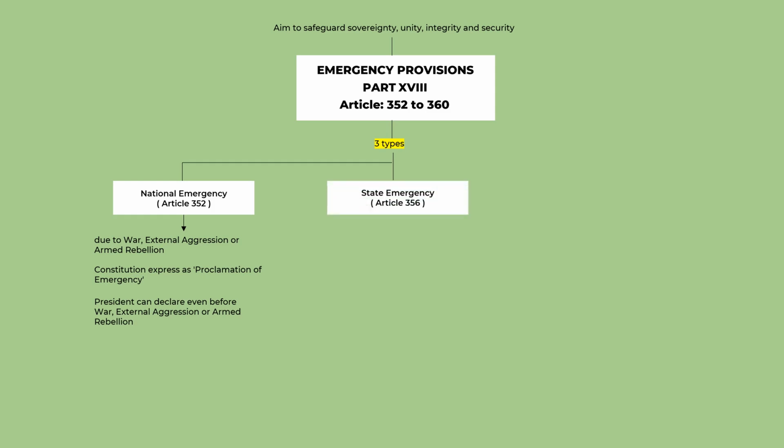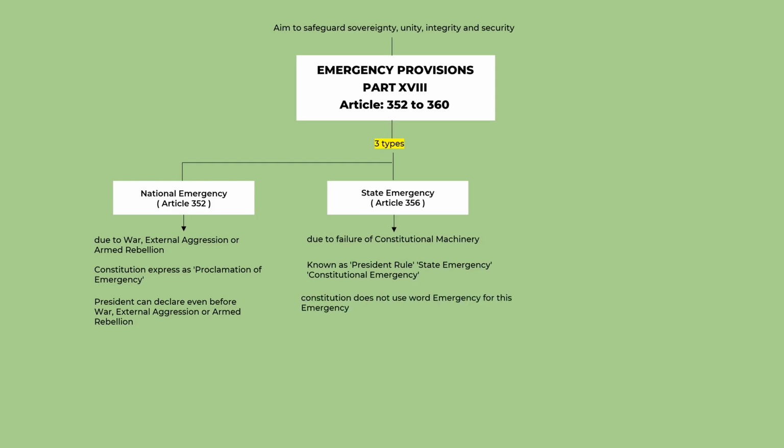State emergency. State emergency can be proclaimed under Article 356 of the Indian Constitution. It can be imposed when there is a failure of constitutional machinery. It is also known as President's Rule, State Emergency, or Constitutional Emergency. The Constitution does not use the word emergency for this emergency.